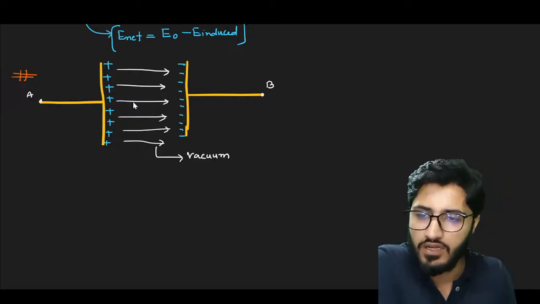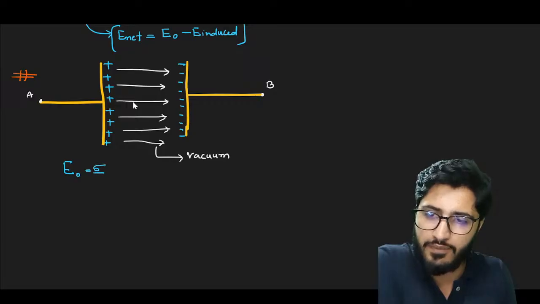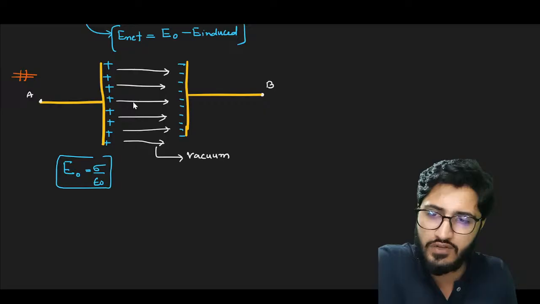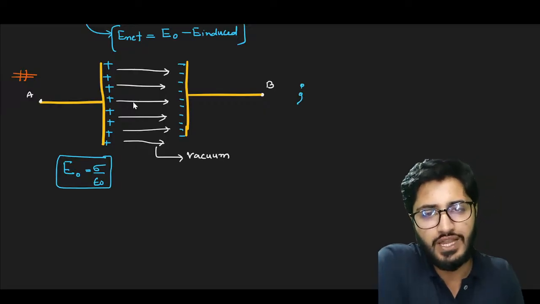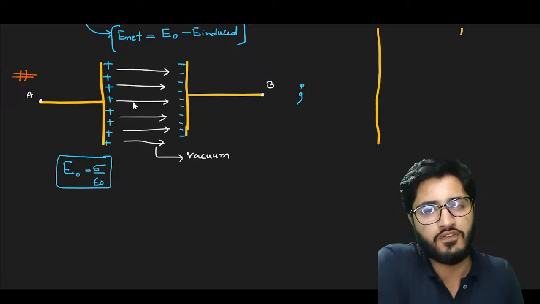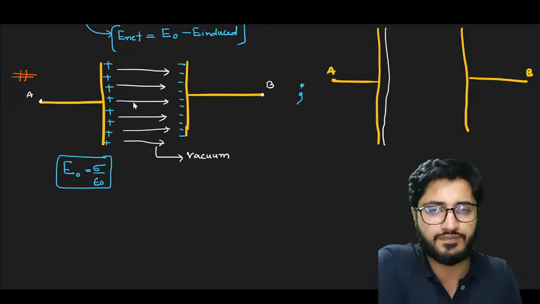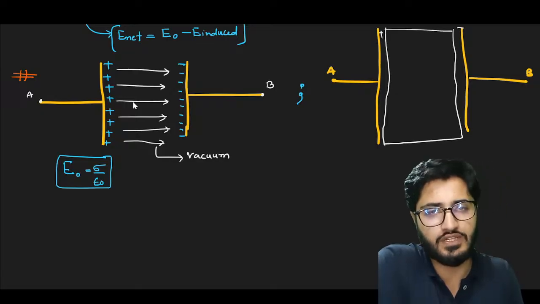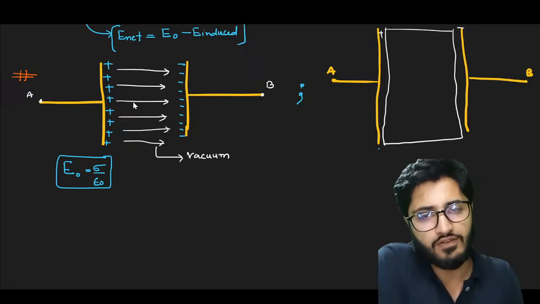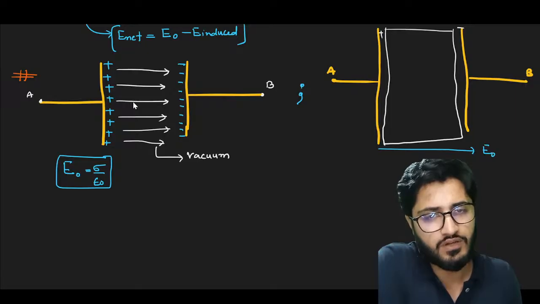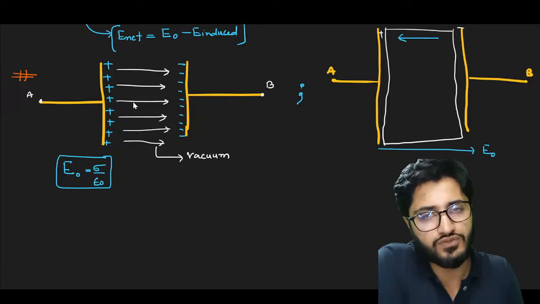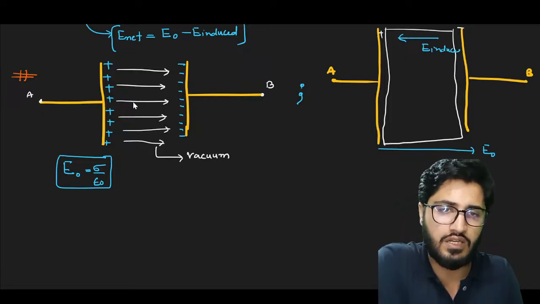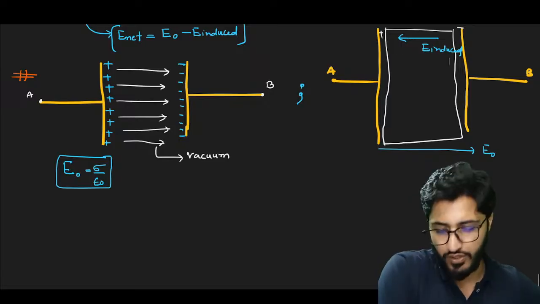If somebody asks you to write the electric field, E naught is equal to sigma divided by epsilon naught, and we did the derivation of this in our electrostatics chapter. Now, if we introduce a dielectric in between, point A, point B, still this one is positive and this one is negative. There will be the electric field E naught like this, and now there will be E induced inside also. Now we need to talk about this E induced.